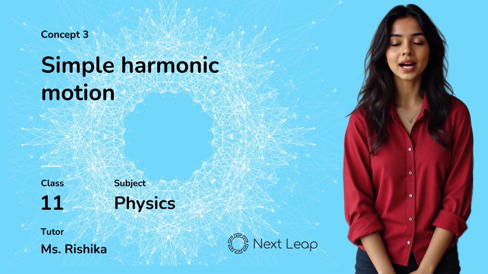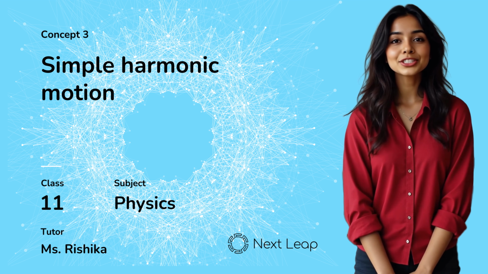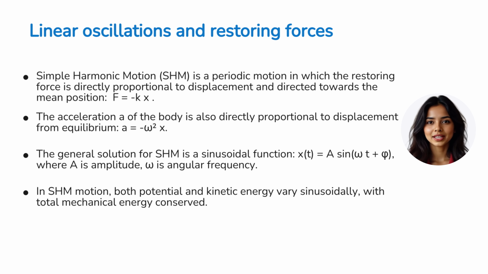Now, let's unwrap what SHM really means. Simple harmonic motion is a special kind of periodic motion, that means it repeats itself over time. The key here is the restoring force, a force that always pulls or pushes the object back towards its central resting spot, called the mean position.